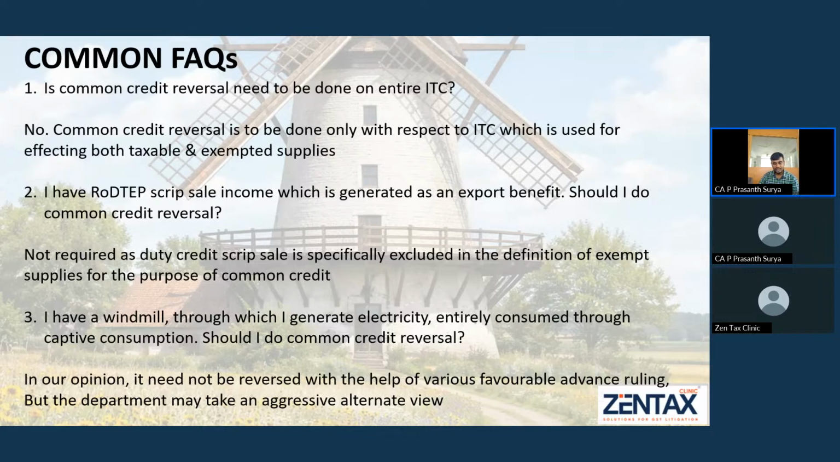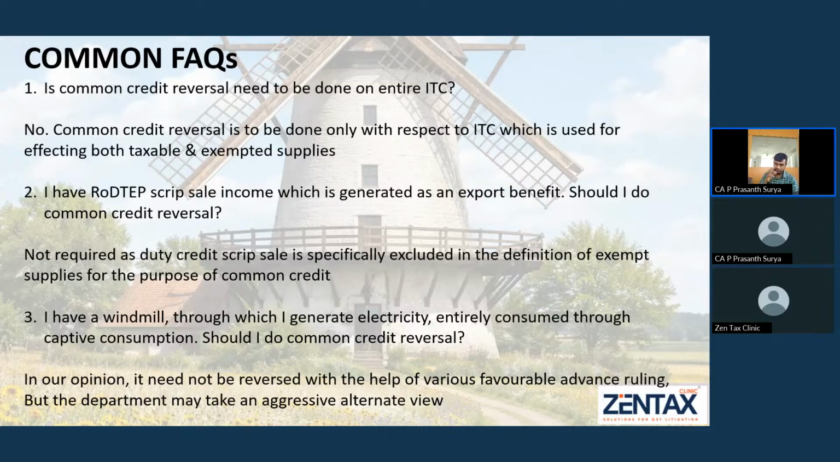The third and most important question, which we often come across, is that many spinning mills and many industries have a windmill through which they generate electricity and entirely consume it through captive consumption. The catch here is, for the purpose of 80IA exemption in the Income Tax Act 1961, they would have given a proportionate figure in income and a proportionate figure in expense also. In that scenario, for the income we have reported, it is alleged that we have to reverse common credit.